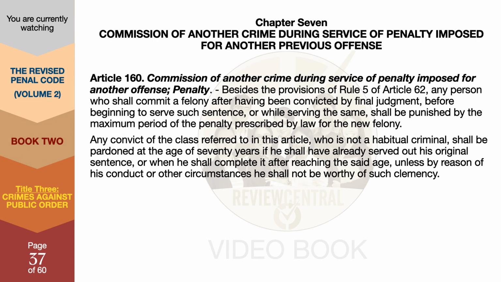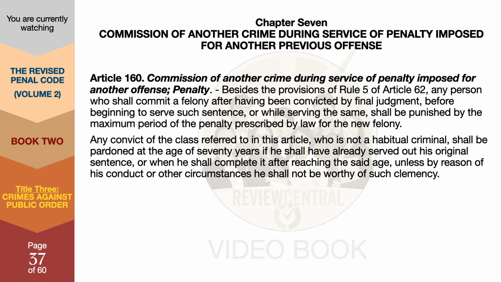Chapter 7. Commission of another crime during service of penalty imposed for another previous offense. Article 160. Commission of another crime during service of penalty imposed for another offense. Besides the provisions of Rule 5 of Article 62, any person who shall commit a felony after having been convicted by final judgment, before beginning to serve such sentence, or while serving the same, shall be punished by the maximum period of the penalty prescribed by law for the new felony.